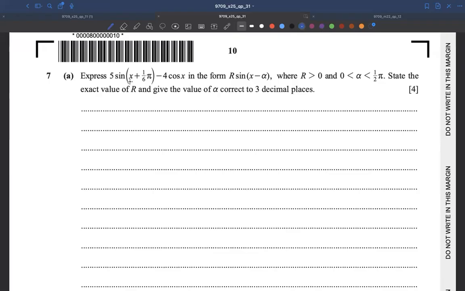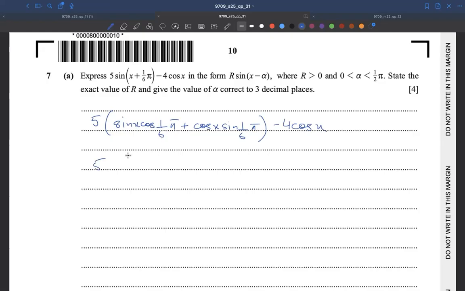In the first step, we'll have to expand sine of (x + 1/6 pi). The formula is given in the formula sheet as well. That's sine a cos b plus cos a sine b. So we can write this as 5 bracket sine x cos 1/6 pi plus cos x sine of 1/6 pi, minus 4 cos x. Now multiplying, we'll get 5 sine x and cos of 1/6 pi.